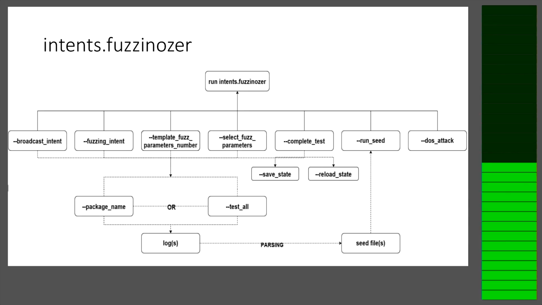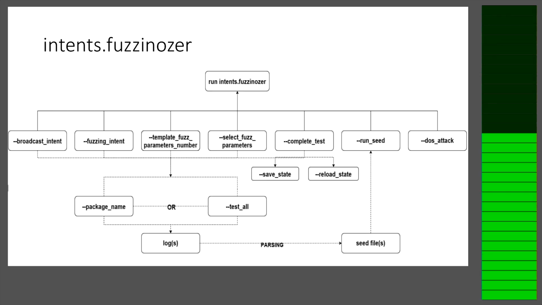It can save a seed file, which is actually a trace of all the intents which have been run until a crash occurred. And if a crash occurred, you have a log file saved, and also the state, so as not to rerun the whole thing from the beginning, but from the crash point onwards.